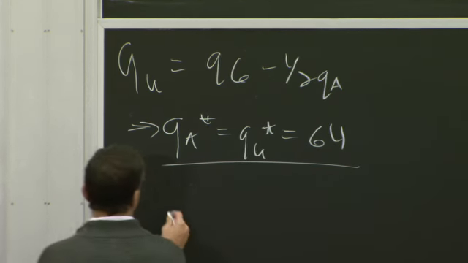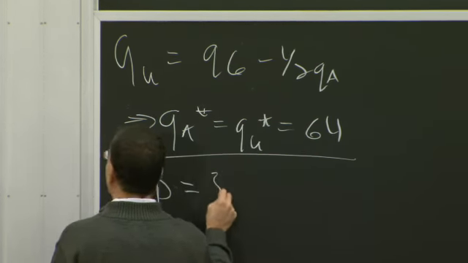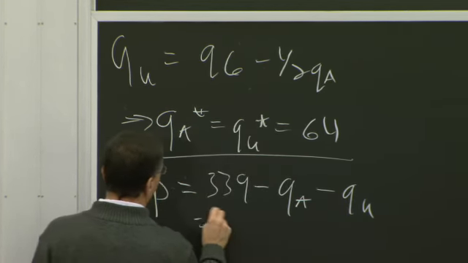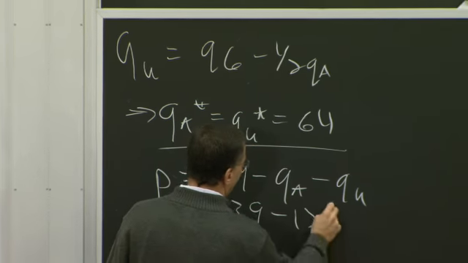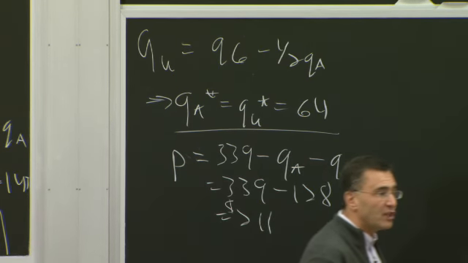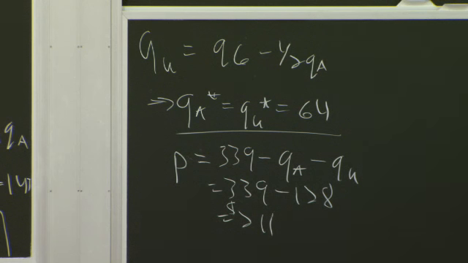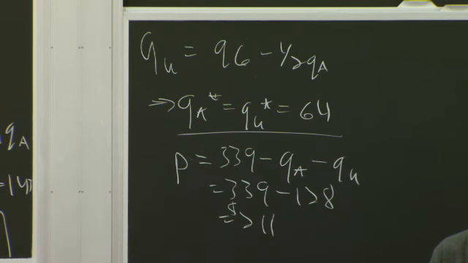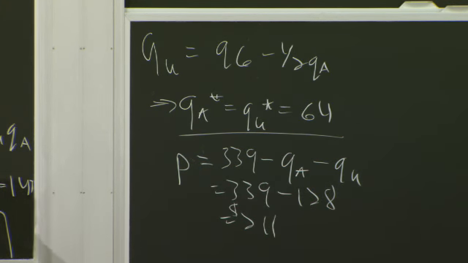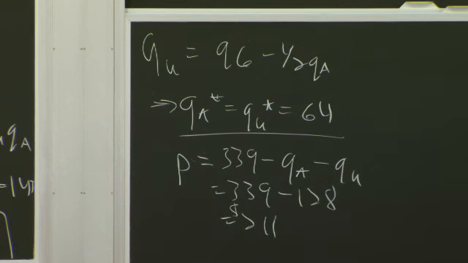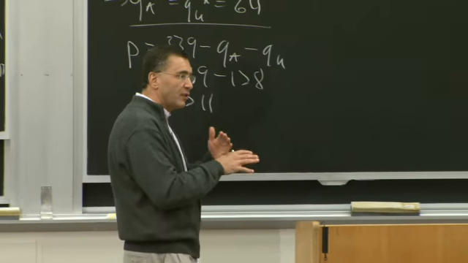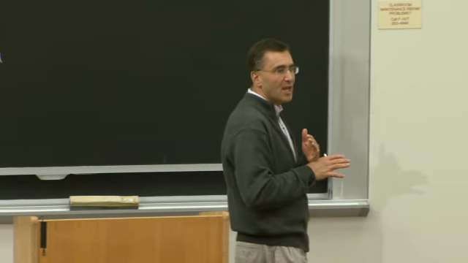And the price, what's the price? Well, the price is 339 minus Q sub A minus Q sub U. So it's 339 minus 128, or 211. So you end up with each firm producing 64 units at a price of 211. Okay? And this is the Cournot equilibrium, because it's on both firms' best response function. Both firms are maximizing profits. And in maximizing profits, they both have chosen the same point to produce, and so you're done. They're happy. That's the Nash equilibrium.